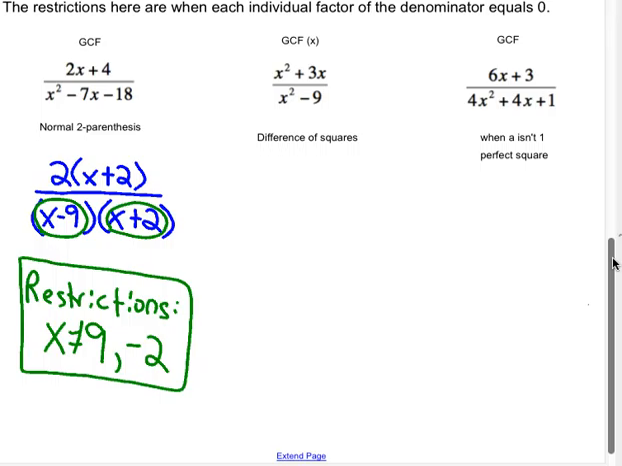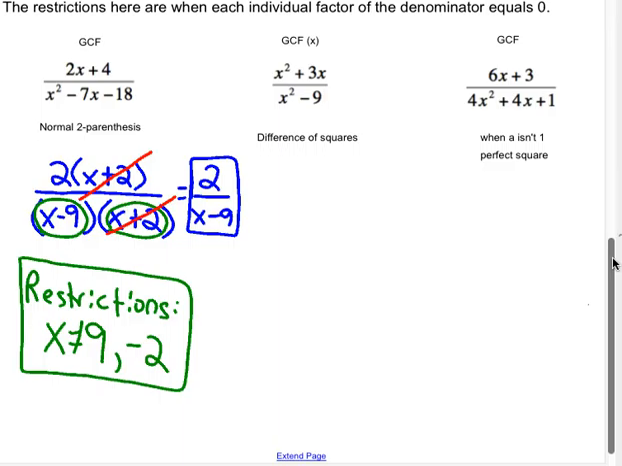Now, let's finish this process. Now I see two things that are the same on the top and bottom, so I slash them out, and I simplify this to 2 over x minus 9. So again, the blue is my simplified expression. The green are my restrictions. It takes both of them to have a complete answer. All right, so let's look at our next one. Again, the top and the bottom have different factoring methods to help you recall what we've been working on.